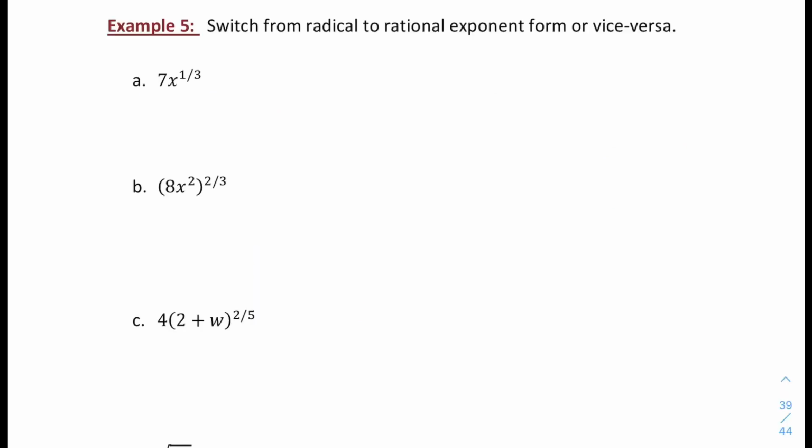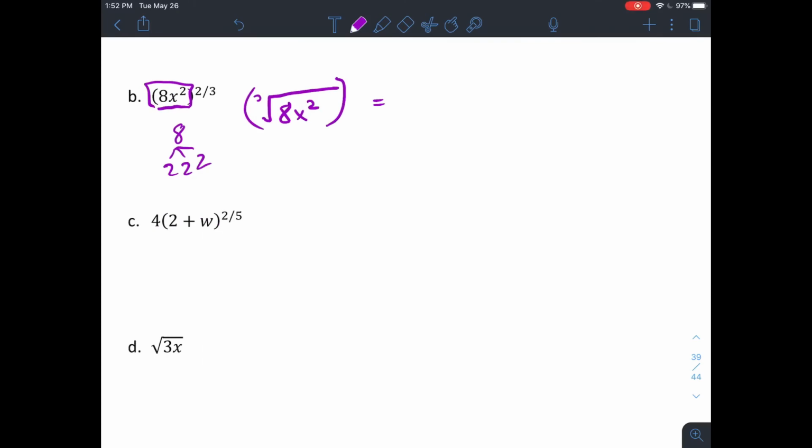Let's switch some from one form to another. Now remember, the only thing that has your exponent is the x there. So the 7 should be out in front, and then the 3rd root of x, since it's the 1/3 power. On B, 8x squared is all raised to the 2/3, so it should all be inside your radical, and it's going to be the third root of that to the second power.